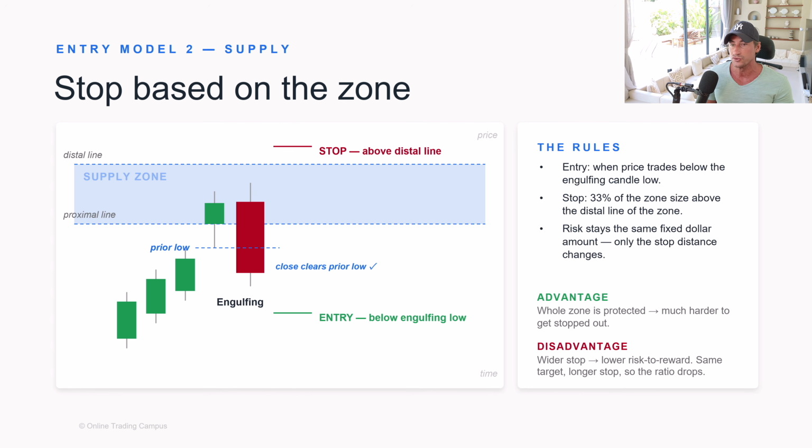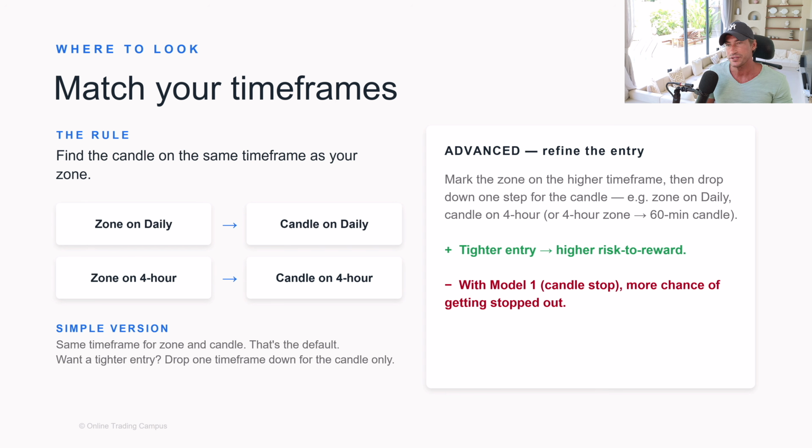And or wider zone stop, harder to stop you out, but it pays less. I choose based on how big the zone is and how clean the engulfing candle looks. Okay, that is the four models. So just a couple of minutes ago, you just saw both setups play out on the live charts. Now, two quick things that decide how well these actually work for you.